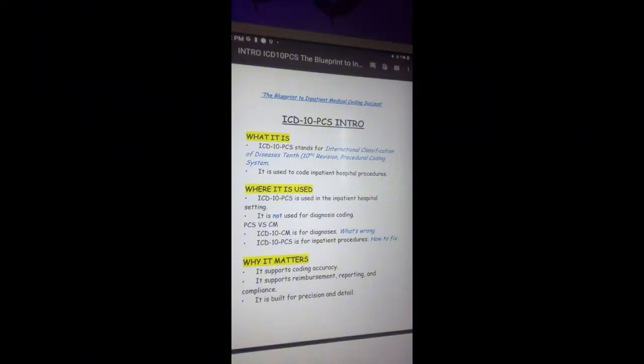ICD-10-PCS. This is just an introduction, okay? What it is. ICD-10-PCS stands for International Classification of Diseases, 10th Revision, Procedural Coding System, all right? 10th revision, guys, all right?